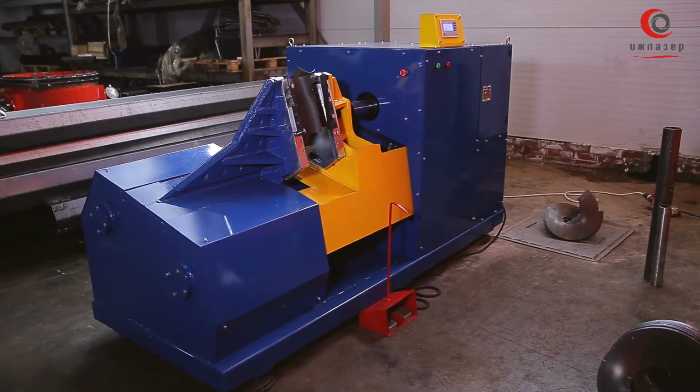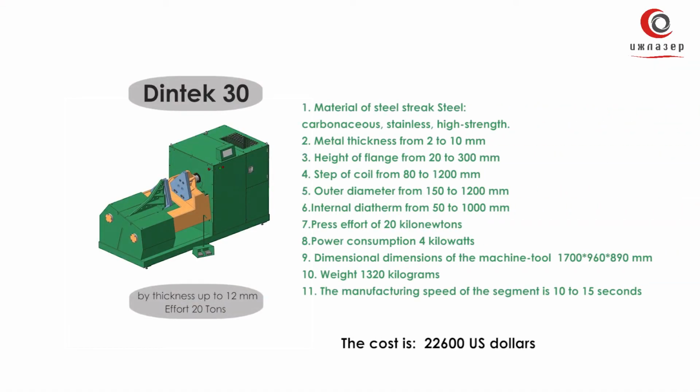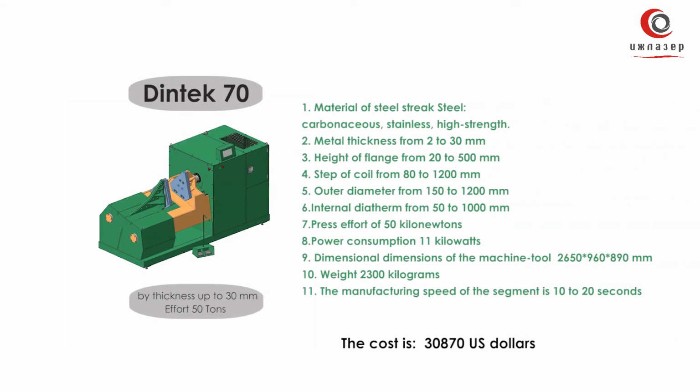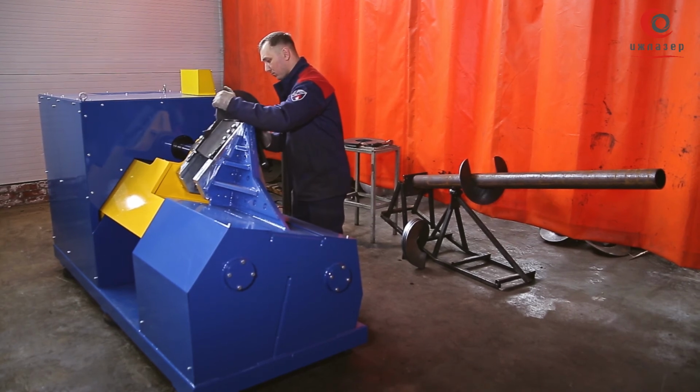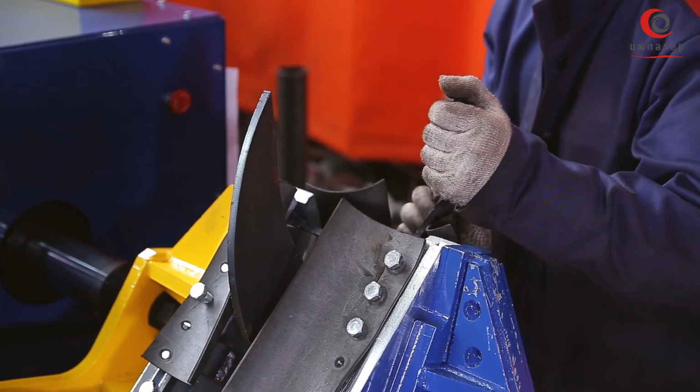Our company offers the following machine tool models. Dintek 30 allows to bend a coil of auger up to 12 mm thick with a press force of 20 tons. Dintek 50 allows to bend a coil of auger up to 20 mm thick with a press force of 30 tons. Dintek 70 allows to bend a coil of auger up to 30 mm thick with a press force of 50 tons.